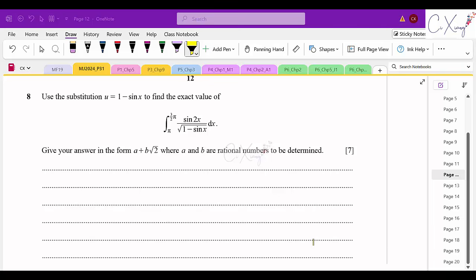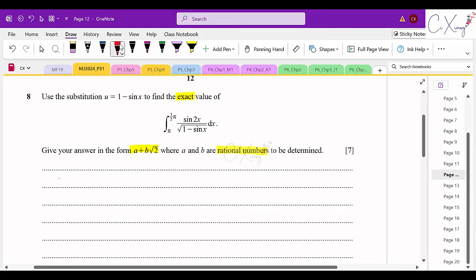We are now at question number 8. They want us to use the substitution u equals 1 minus sine x to find the exact value. You should highlight the words exact value. You have to integrate this, giving the answer in the form a plus b root 2, where a and b are rational numbers to be determined. They give us a very clear direction, so you have to use the substitution technique to solve it. I usually start with the substitution given first.